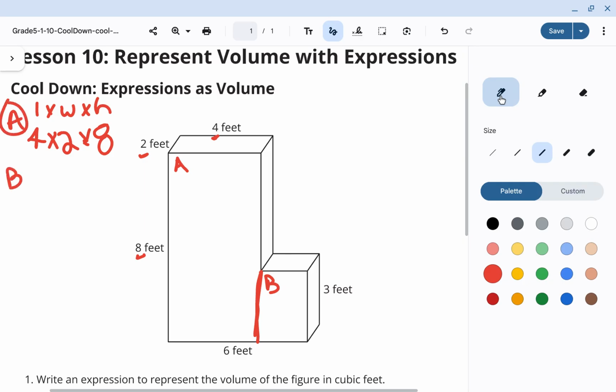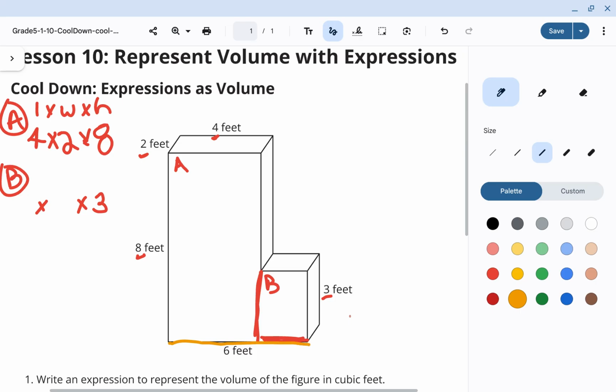Now let's do some similar brainstorm and thinking, but about B over here. Now B, I'm not seeing everything labeled. I do notice that I have a height of 3, so I know that that is going to be one of my numbers that's going to be multiplied together, but it's not the other two. So let's go ahead and figure out, for example, what is the length here? Well, I know that this entire length is 6, but I only want that portion of it.